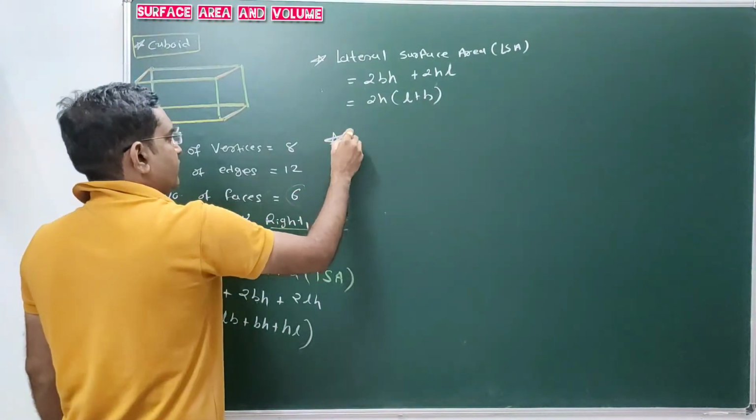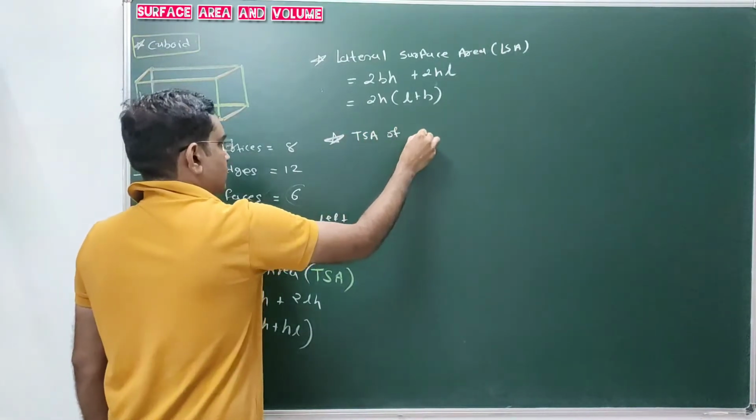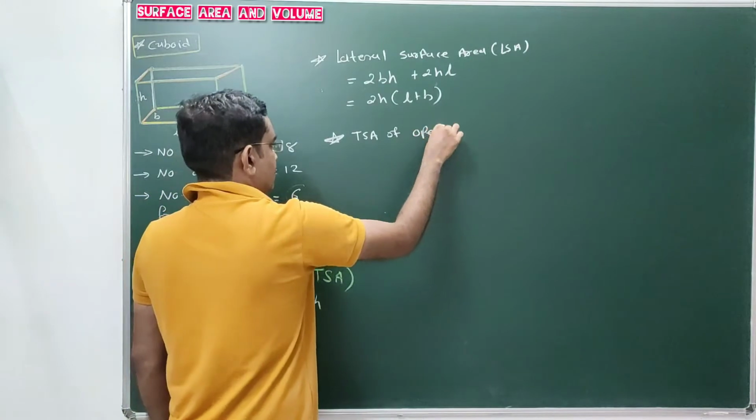Then we have to consider the total surface area of an open cuboid.